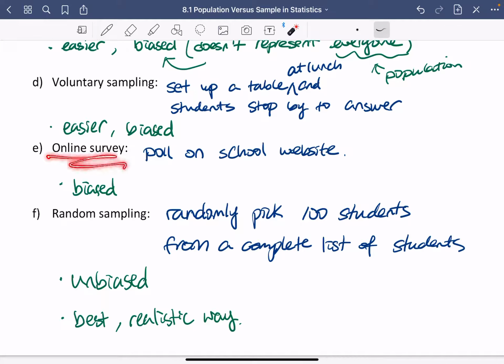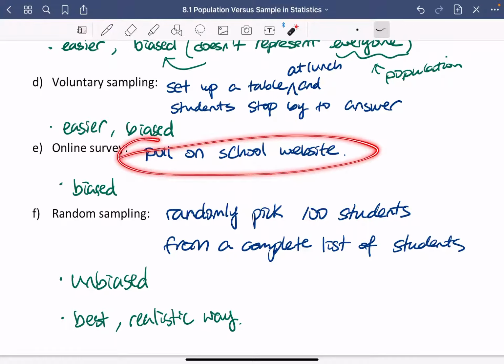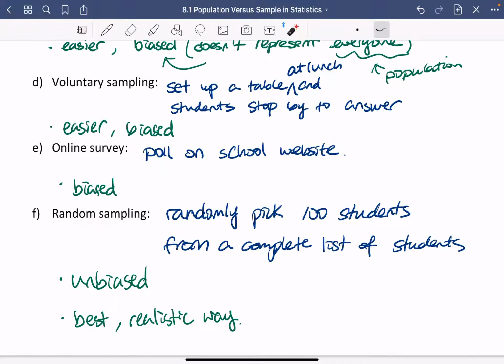Okay, next one, online survey. Let's say you do a poll on the school website. Well, this one is also easier, but also biased. Why is it biased? Because not everyone goes on to the school website and not everyone is going to answer your poll. So only the ones who go on to the school website and answer will be counted. And so that does not represent everyone.